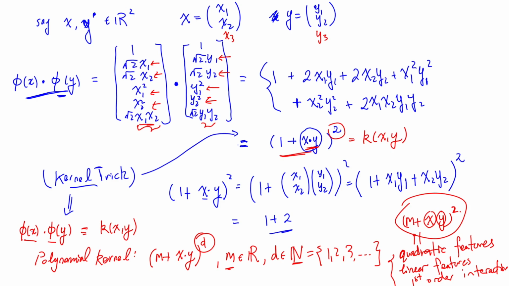Let's say to the power of 10. Well, then I'm going to get features x to the power of 10, y to the power of 10, and all the features below that, x to the power of 9, x to the power of 8. So I'm going to get these polynomial features. That's why this is called the polynomial kernel. But I'm also going to get all the interactions, up to 9-way interactions between the elements of x and elements of y.